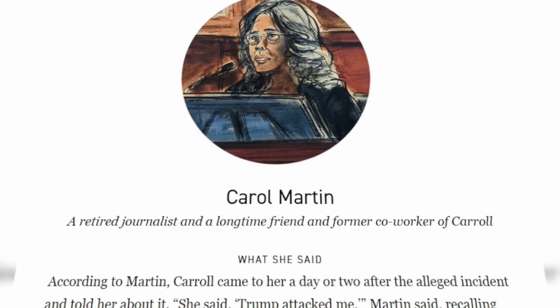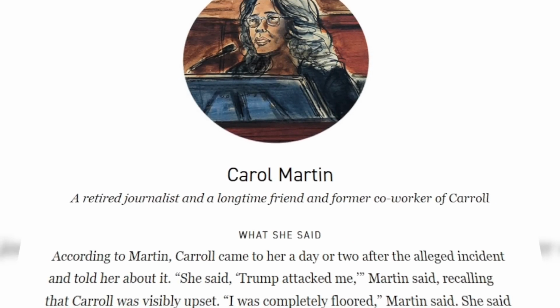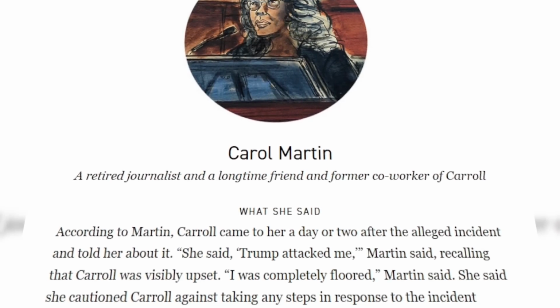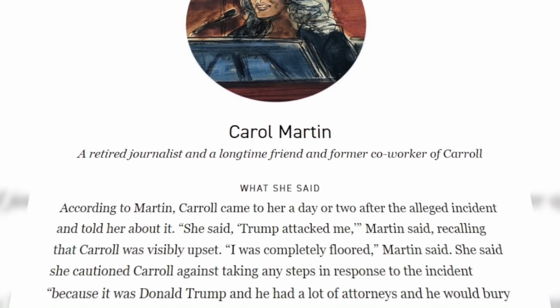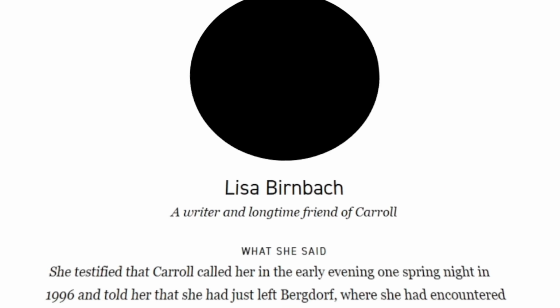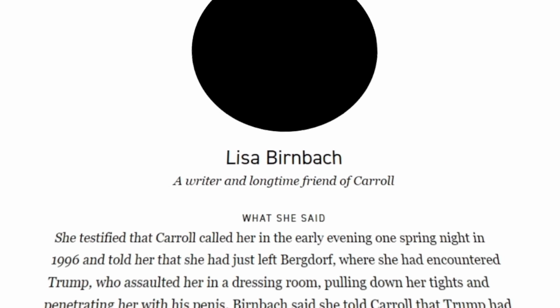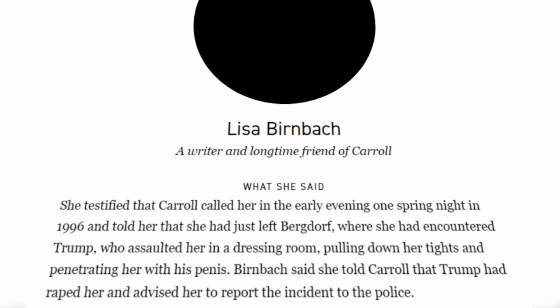E. Jean Carroll also called two long-term friends who she told of the incident during the time it occurred. Carol Martin, a retired journalist and longtime friend of Carroll, testified that Ms. Carroll told her about the incident around the time it allegedly occurred. And Lisa Birnbach, a writer and longtime friend of Carroll, who she also allegedly told about the events surrounding Donald Trump.